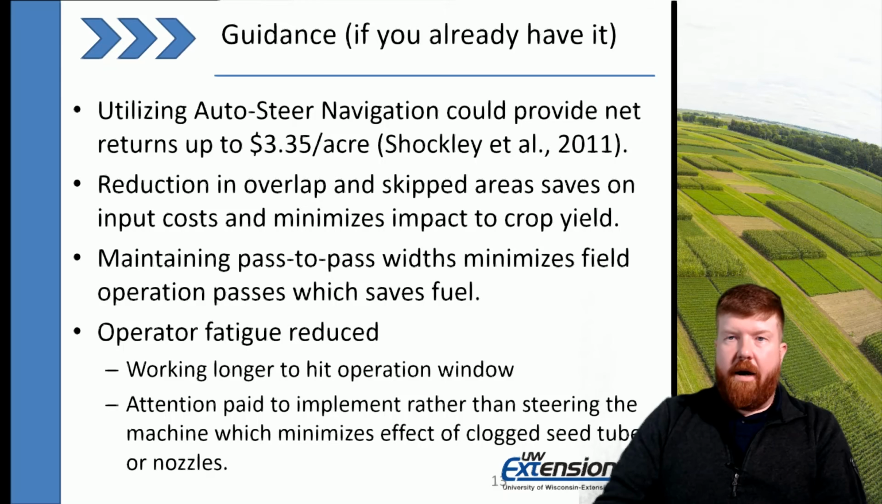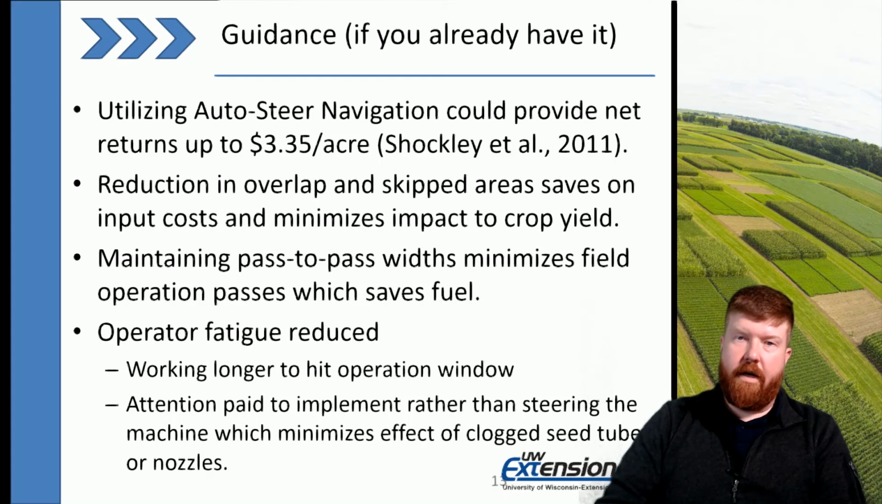Finally, I want to talk about auto steer and guidance. A lot of machines have this on it now, and if you use it, you can save a little bit of money. So utilizing auto steer navigation could provide net returns up to $3.35 per acre, according to Shockley in 2011. What this does is it reduces overlap and skipped areas in the field, saves on input costs, and minimizes the input to crop yield.